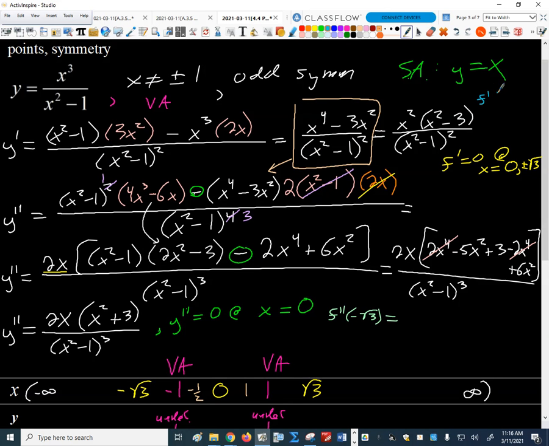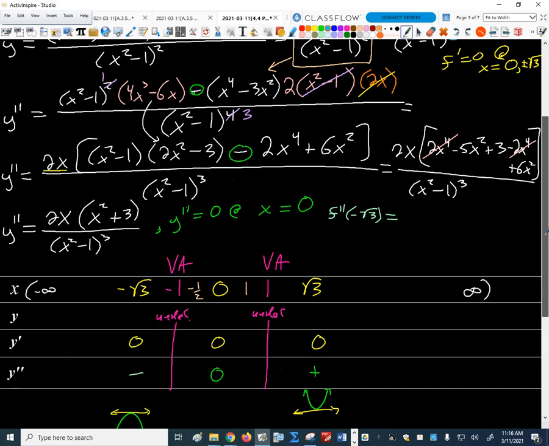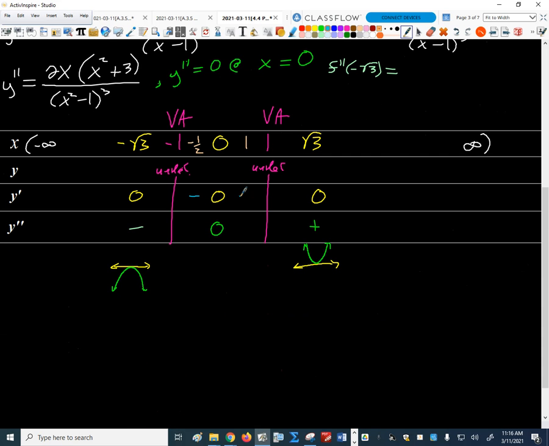f prime of 1/2 is going to be what? Well, would everybody agree, I'm going to get positive times negative. Bottom is always positive because it's being squared, right? But I'm going to get positive times negative over positive is negative, right? And the same thing would be true at negative 1/2. I'm going to get positive times negative divided by positive. So at both of those two places, at positive 1/2 and negative 1/2, I'm getting negative first derivatives, right?